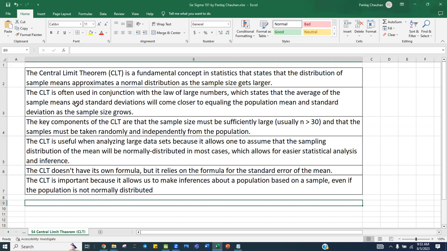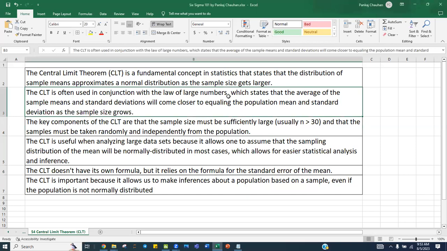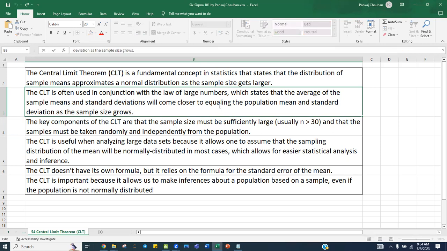The central limit theorem is often used in conjunction with the law of large numbers, which states that the sample mean and the standard deviation will come closer to equaling the population mean and the standard deviation as the sample size grows, which means as you increase the sample size, the average value of your sample data will be almost the same as the average value of your population data.